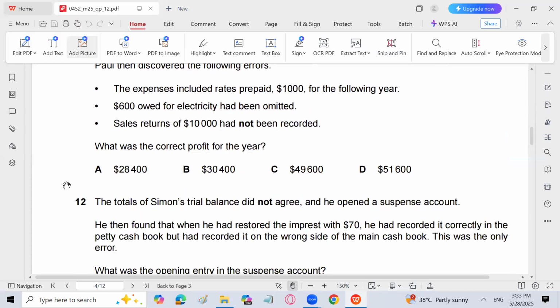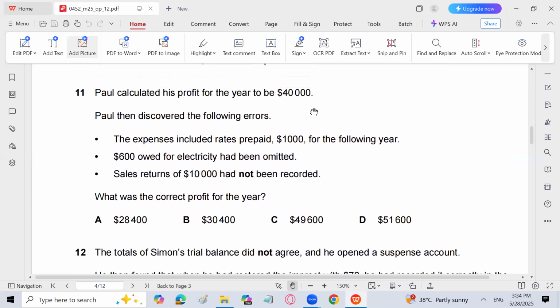Paul calculated his profit for the year to be 40,000. Paul then discovered the following errors. What was the correct profit? I will not take any risk for this. I will pass entries simply.